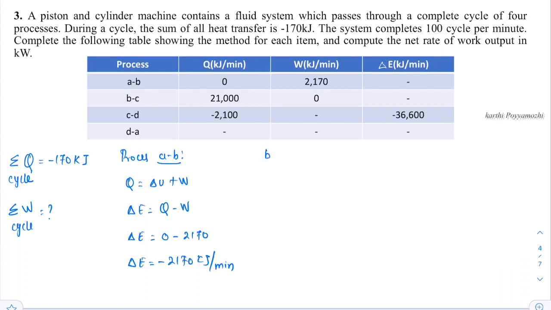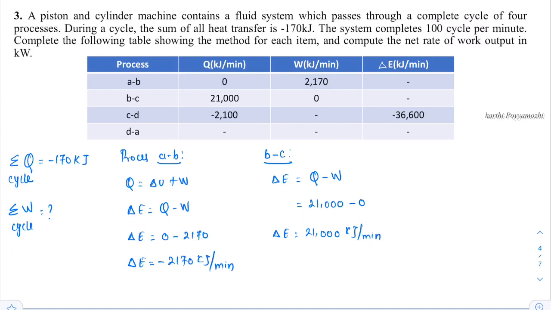For process B to C, we have to find the value of del E, which is nothing but Q minus W. We have the value of Q as 21,000 minus 0, and the change in internal energy will be equal to 21,000 kilojoule per minute.